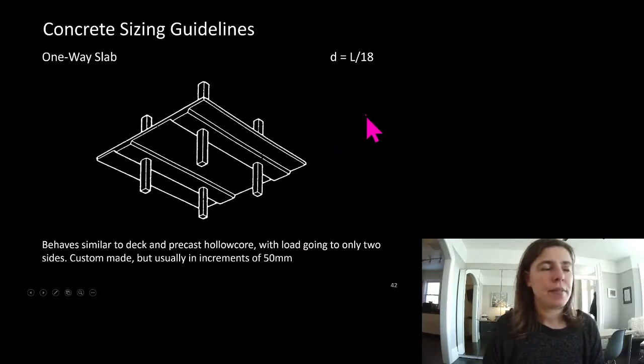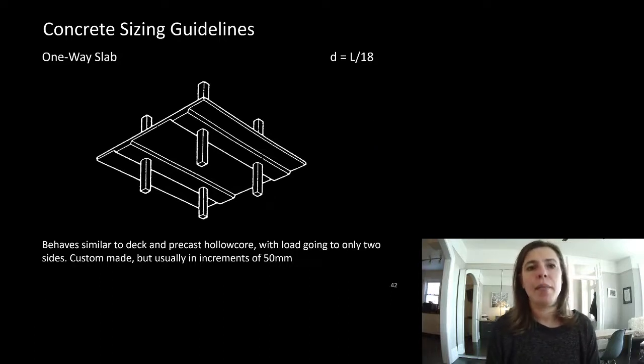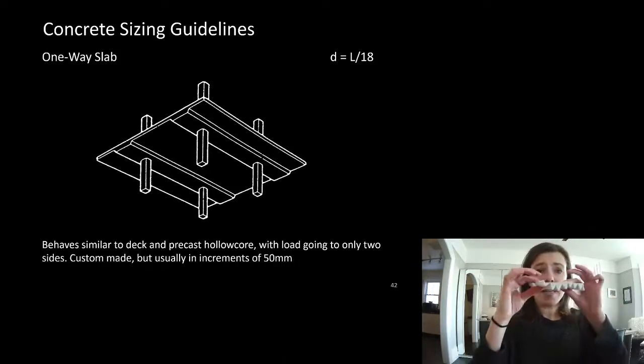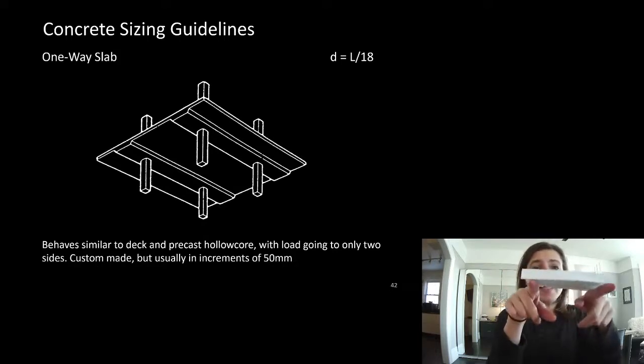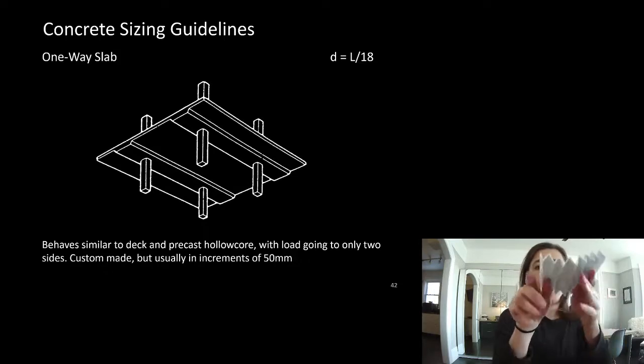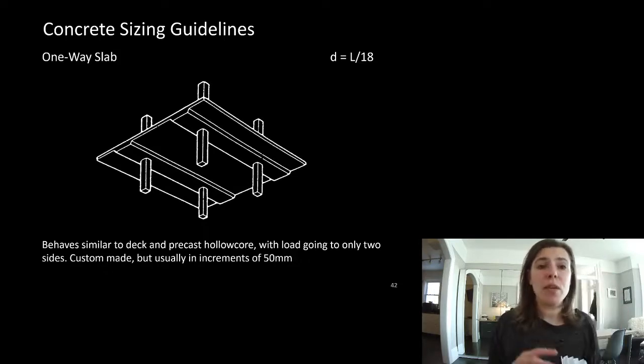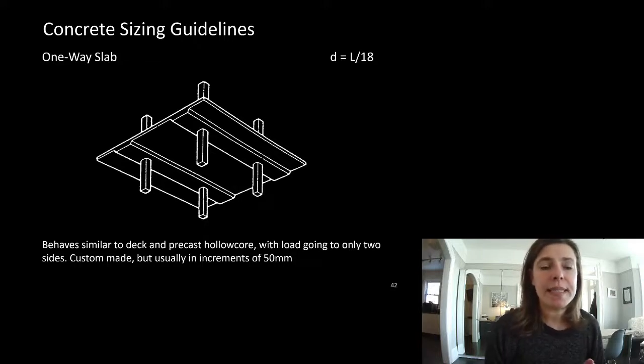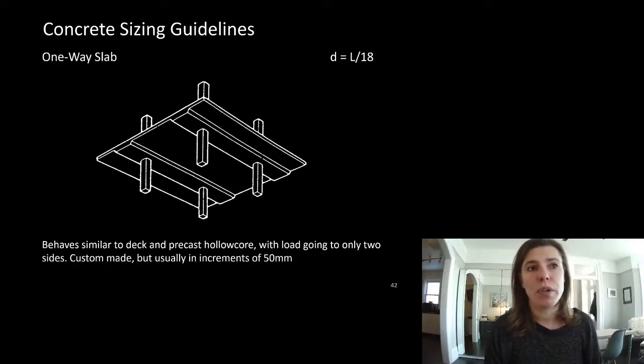Concrete sizing guidelines. Now, I always like to talk about one-way slabs versus two-way slabs. I'm going to talk about a one-way slab here because you all tend to get it. This is the equivalent of a one-way slab. We made a little paper one-way slab. It can span in this direction, but it can't span in this direction. You get that. Well, in concrete, we put rebar in it, so it technically can span in both directions. But how we support it leads us to understand if it's a one-way slab or a two-way slab.